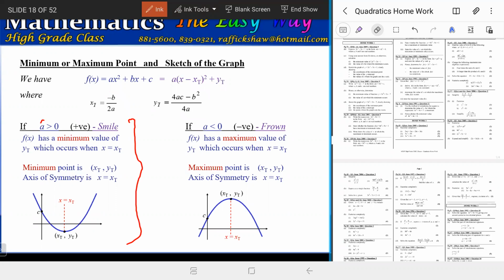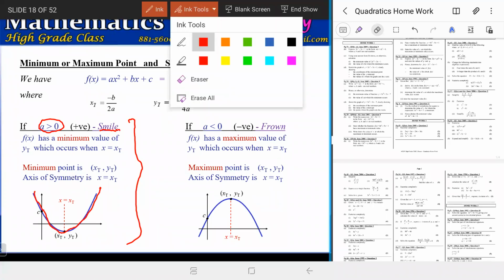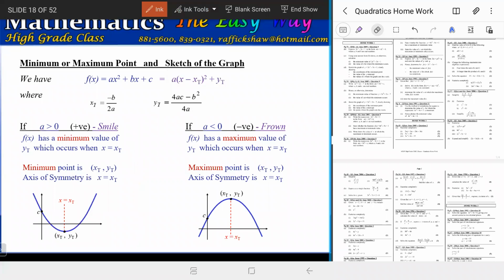So if the a is positive, then the graph will have a smile shape as shown here in this graph. Smile shape. So we have said so far, when it has this smile shape, it then has a minimum value. And it is the f of x or the y that has a minimum value. And that minimum value is the y value down here at the minimum point. So this point is the minimum point.